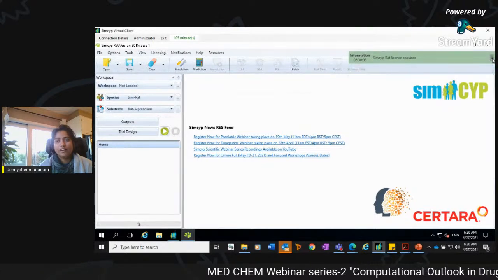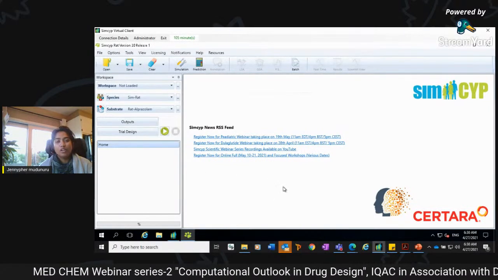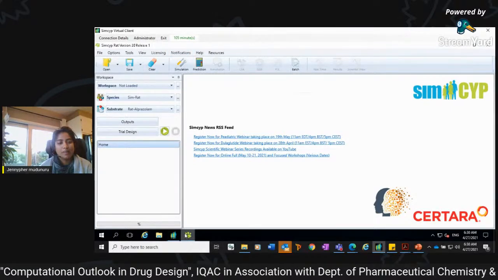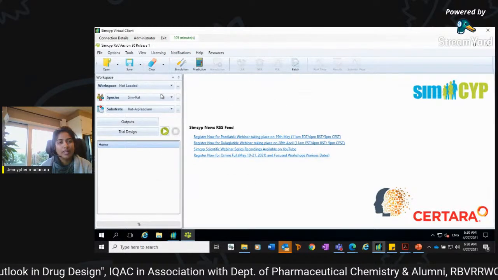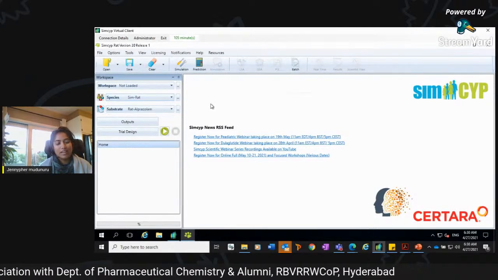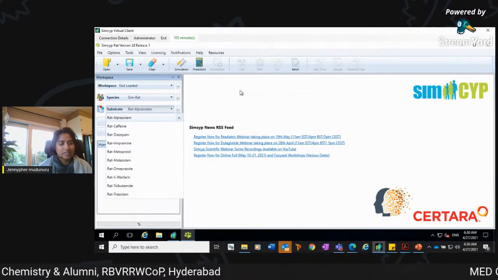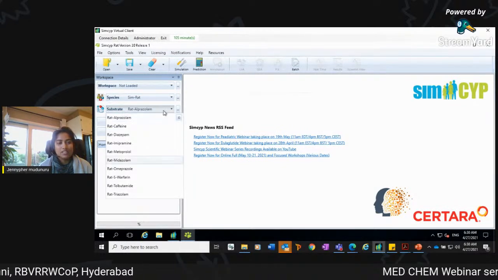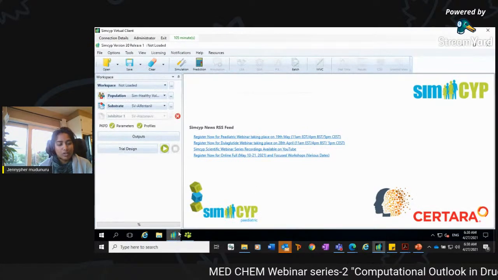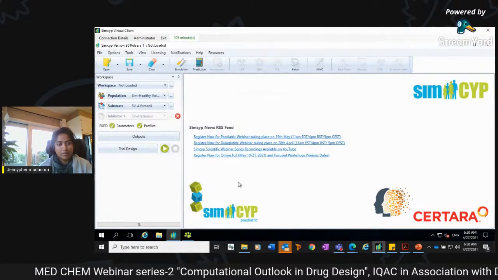Okay, so here we are. The animal and the human modules are separate from each other. You can see this is the animal module, and we have rat. We have quite a few species here that we can use to build a model, and this is where you'll build your compound. I'm going to focus on the human module, which is this part.